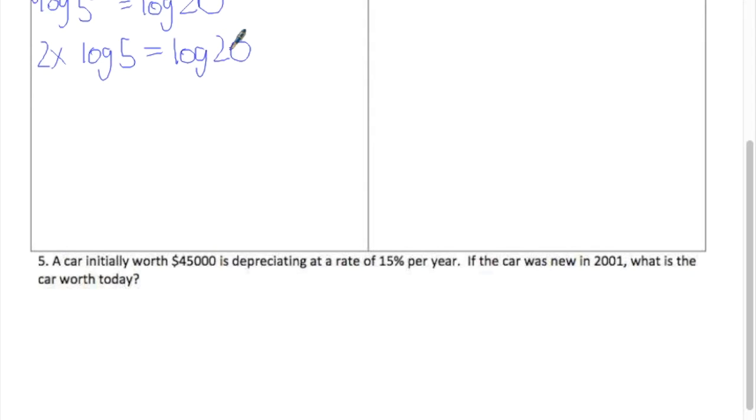And now at this point, we need to get x by itself. X is being multiplied by log 5 and by 2. So to isolate x, all I need to do is divide by 2 times log 5.